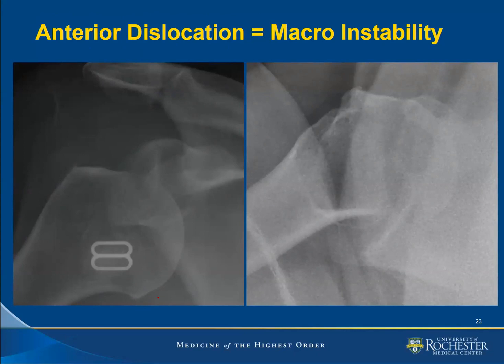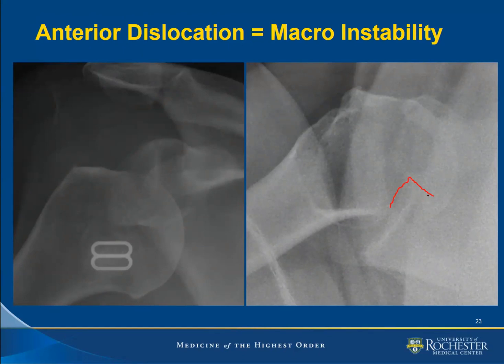So patients that have an anterior dislocation have macro instability. And when you have a situation of macro instability, you're anticipating labroligamentous injuries. In this case, not only is the shoulder anteriorly dislocated, but the humerus is impacted on the anteroinferior glenoid. This is referred to as engagement. And you can imagine that this would be difficult to reduce.